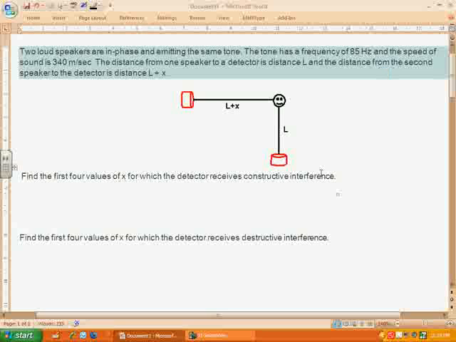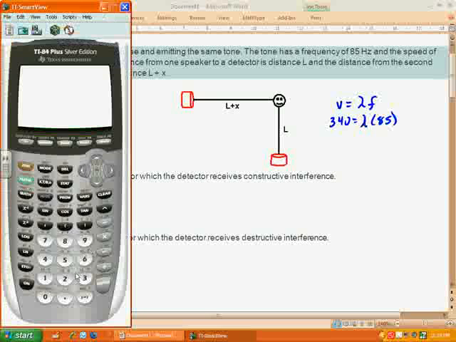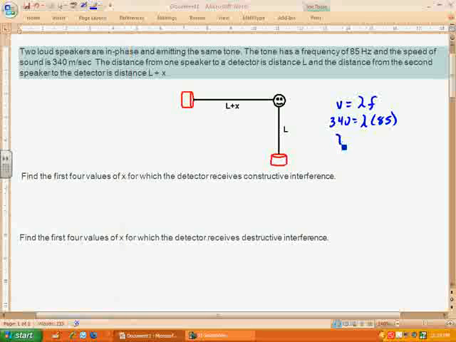interference. Okay, so what I'm going to do first is take my 85 Hertz and my 340 meters per second and say that speed equals wavelength times frequency, which is 340 equals wavelength times 85, and divide, which gives 340 divided by 85, which is 4. So that's going to tell me right off that my wavelength is 4 meters.